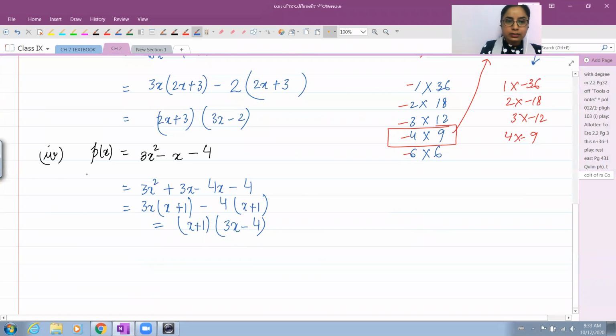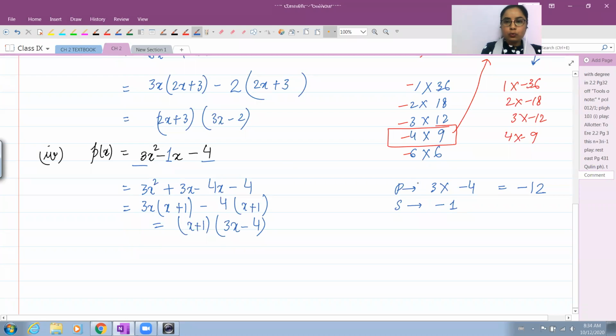So we had this polynomial, we had 3x square minus x minus 4. I'm going to write down the coefficient of the middle term here, which is not visible. It's 1 here, minus 1 here. So the product required is 3 multiplied with minus 4, that will be minus 12. And the sum that I require is negative 1.